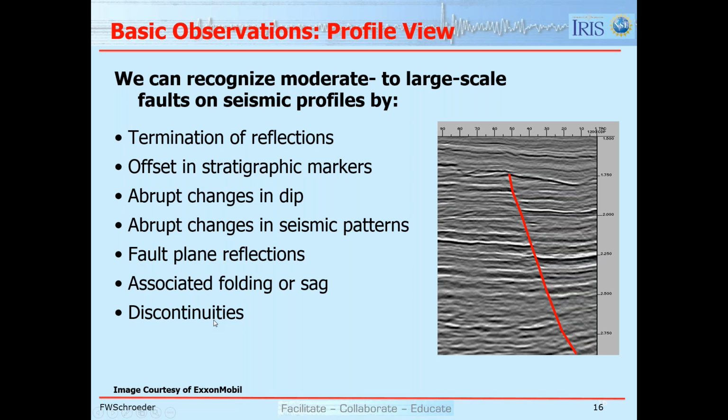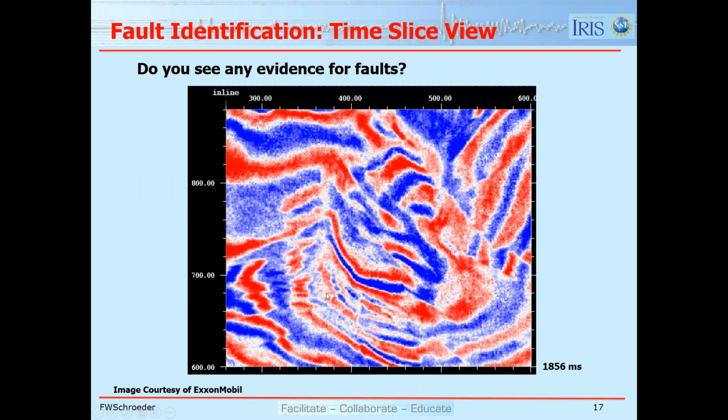So this is a time slice out of a 3D seismic volume. It's from offshore Louisiana. It's at a reflection time of 1.856 seconds, or 1856 milliseconds. On the slide, the blues would represent peaks on a black and white paper section. The reds would be the troughs, and the whites between the reds and the blues would be zero crossings.